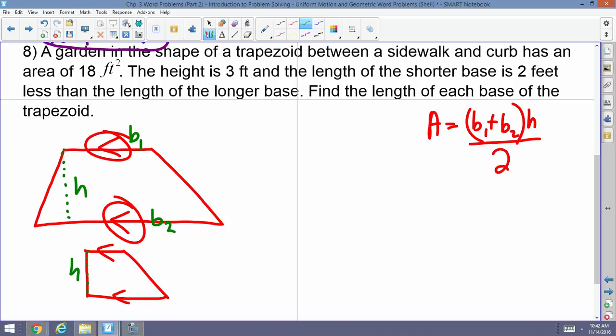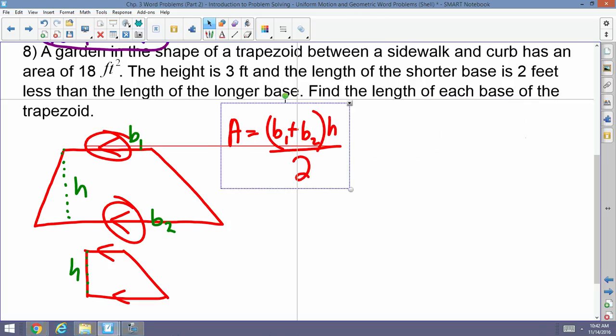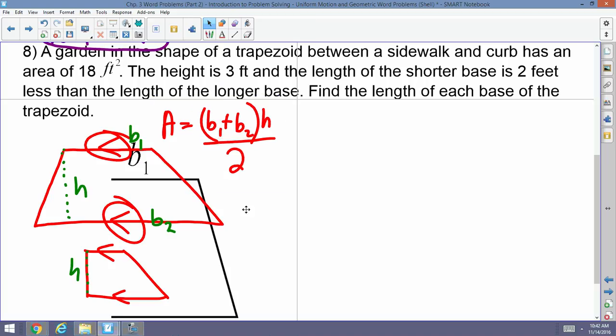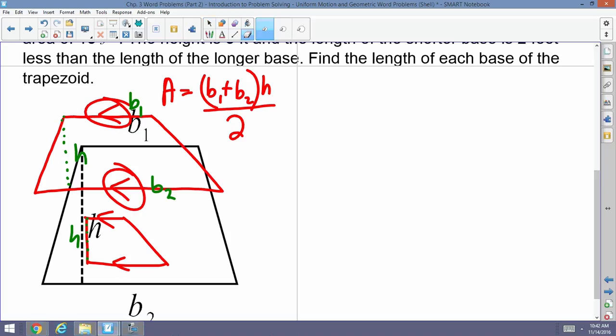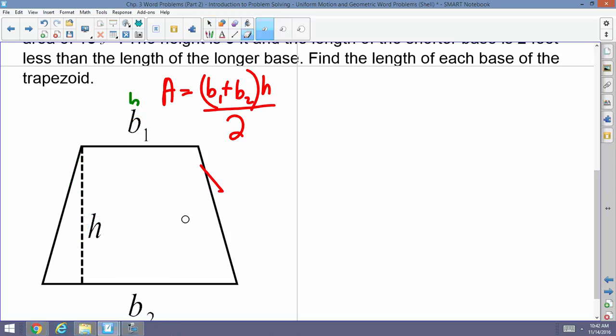Now, all of that aside, because that's really not the point of this question, let's get to it. Oh, I forgot that I had done that. Look how pretty. Oh, that's real nice. I like that. Okay, that's a trapezoid.